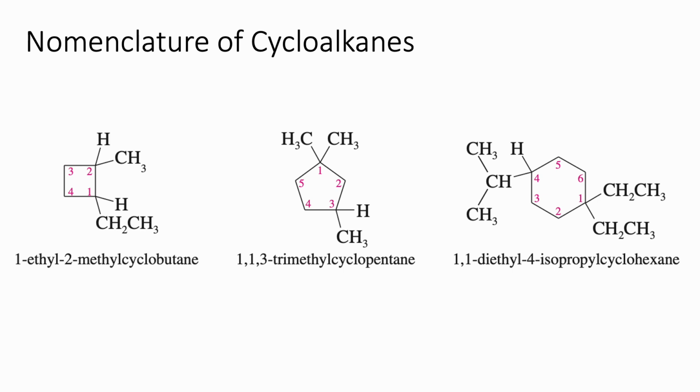So when we come to a situation like that and we have to break a tie, the way that we break the tie is by giving the lower number to the substituent whose letter comes first in the alphabet. So for example, in this case, we have an ethyl and a methyl. Because ethyl has the first letter in the alphabet, E versus M, we would give that substituent the lower number. The next example is a 5-membered ring, a cyclopentane.